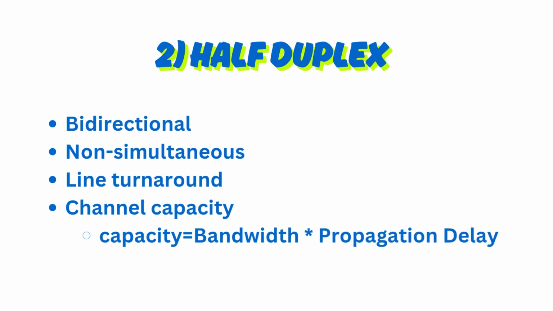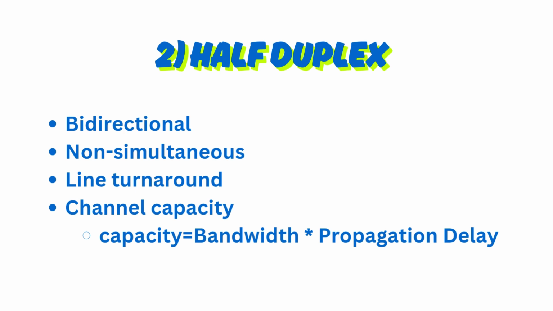The half duplex mode of communication uses the concept of line turnaround. It means that the line will be used by only one device, and whenever it becomes free, then the other device can use it. The channel capacity of the half duplex mode can be found by using the following equation, in which the capacity is equal to bandwidth multiplied by the propagation delay.